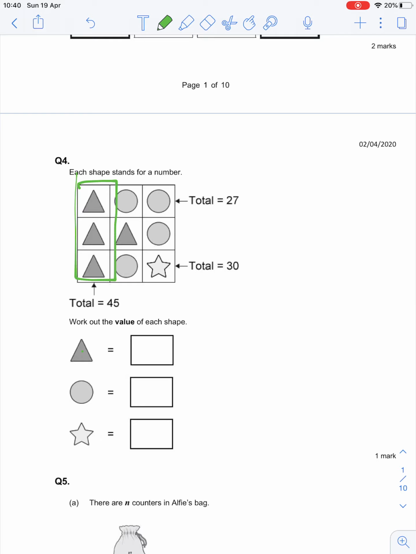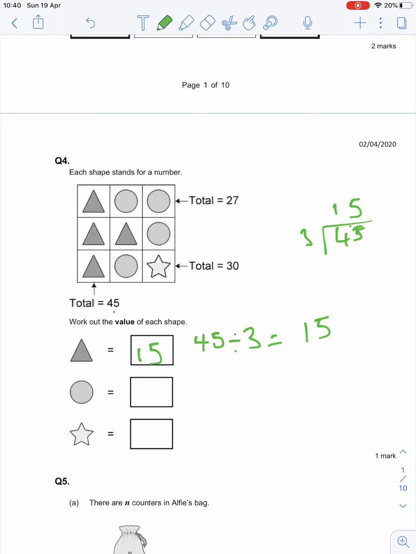Find out the triangle. So the triangle. There are 3 triangles and we know that they equal 45. So 45 divided by 3 will give me the value of one of those triangles. You probably just knew this, but that is 15. So we know now that a triangle is 15.